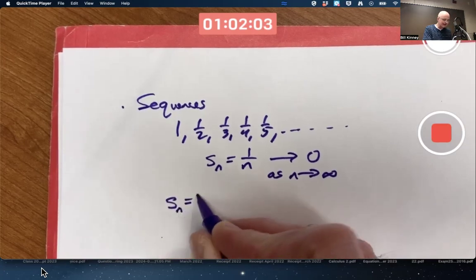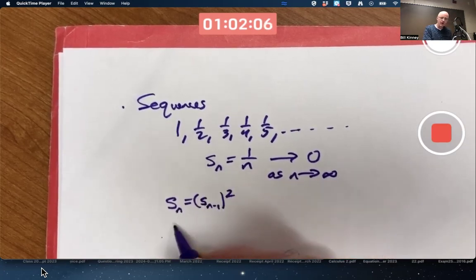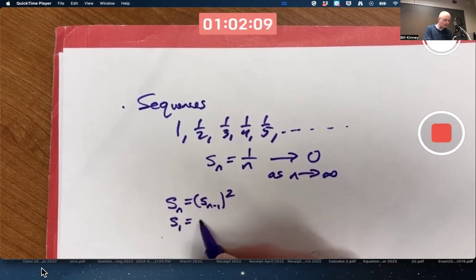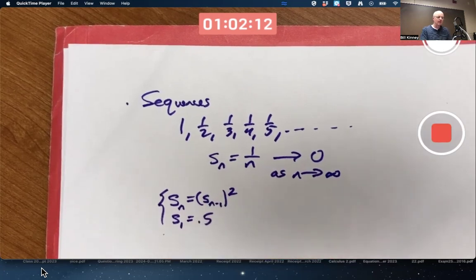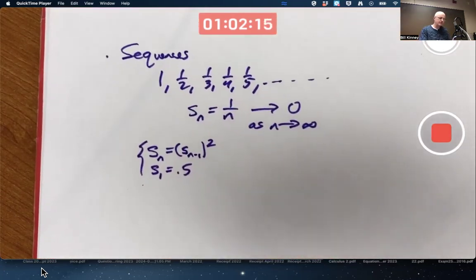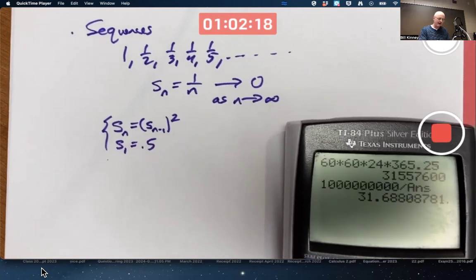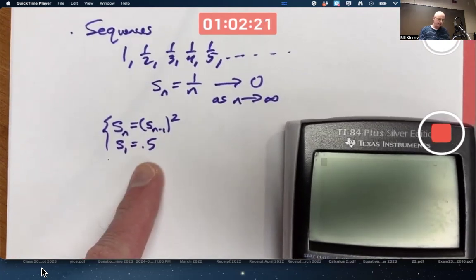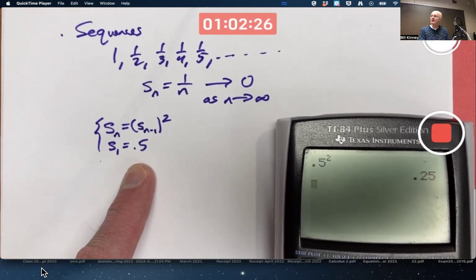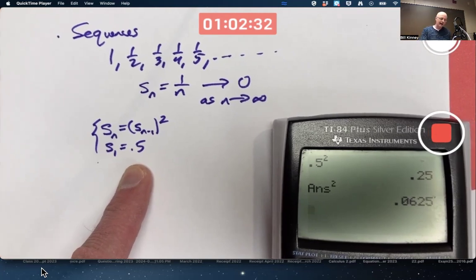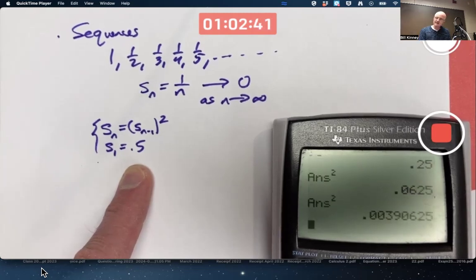For example, maybe Sn is Sn minus 1 squared. Though if you do that, you do need a starting value, and S1, maybe 0.5. That would be an indirect or recursive formula. You should be able to use your calculator to find values after 0.5. You take the preceding value and you square it. And then you can just keep squaring. So if S1 is 0.5, S2 would be 0.5 squared, which is 0.25. S3 would be 0.25 squared, which is 0.0625. Then S4 is this. S5 is this.